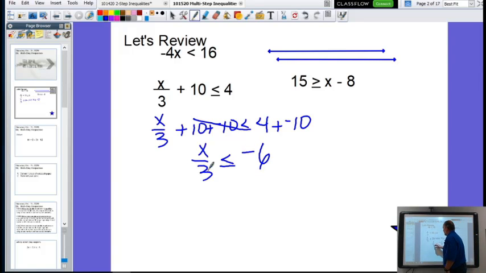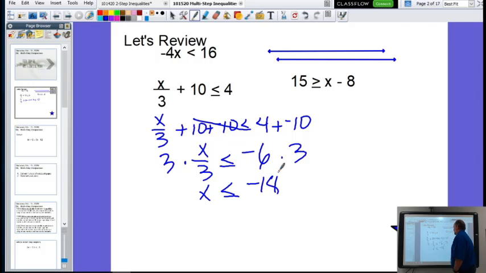Okay, so now how do I get rid of the divide by 3? I do a multiply by 3, and I end up with x is less than or equal to, and then -6 times -3 gives me -18. Okay, so in a division problem, what we have to do is pick a value that fits this description, but is also divisible by 3. So x is less than or equal to negative 18.